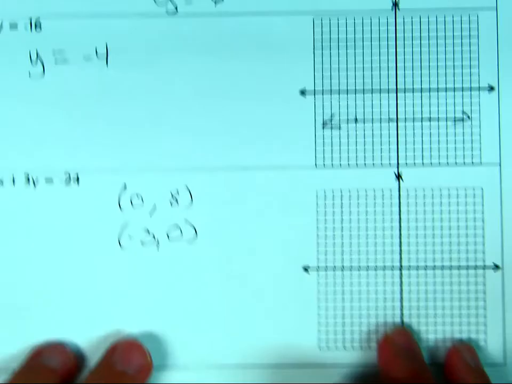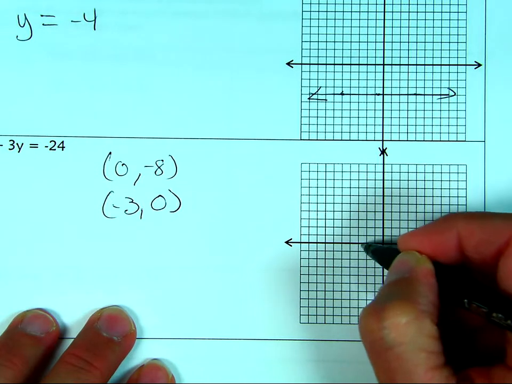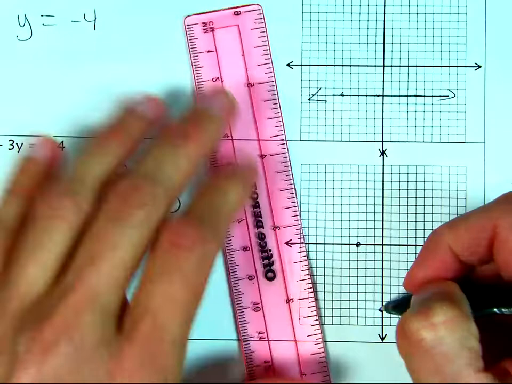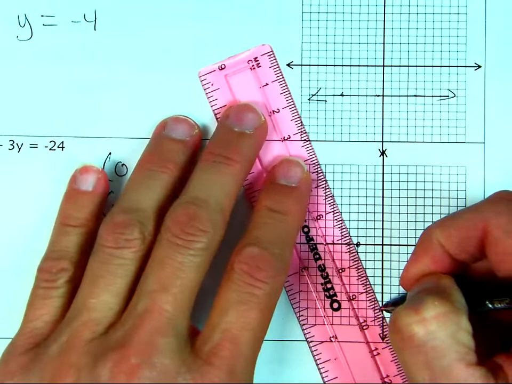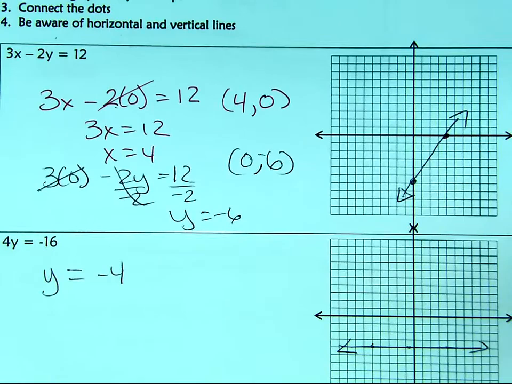Okay, so now I'm going to graph those two things. So 0, negative 8 is right there. Negative 3, 0 is right here. And to avoid squiggly lines, I'm going to graph with a ruler. And that is how you graph them. Kind of cool. I like that way.